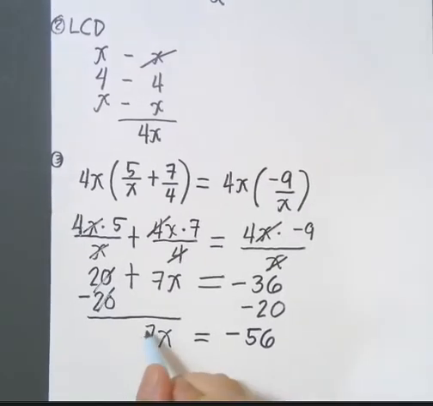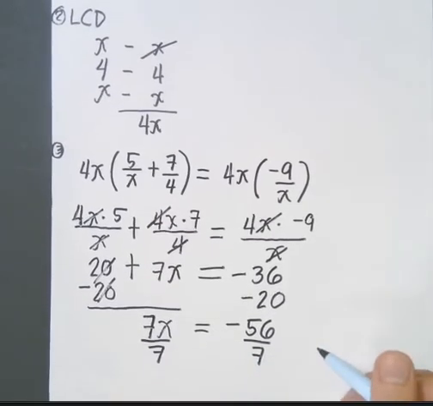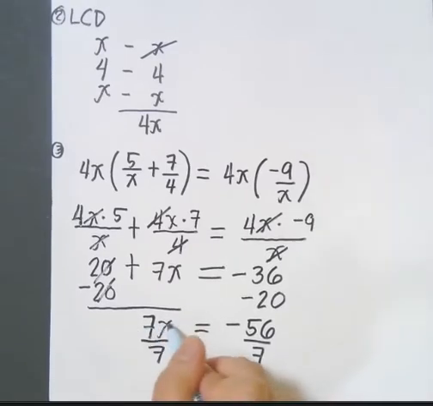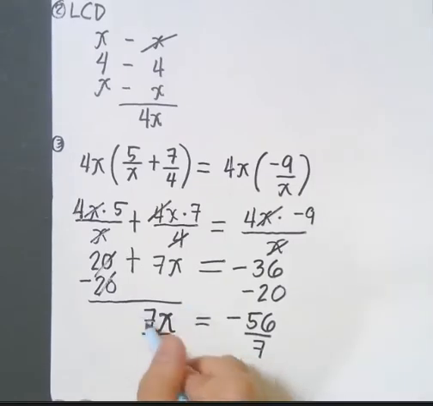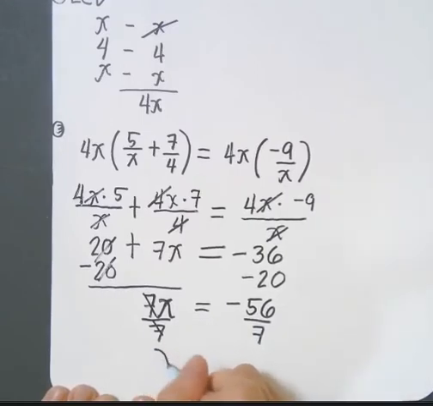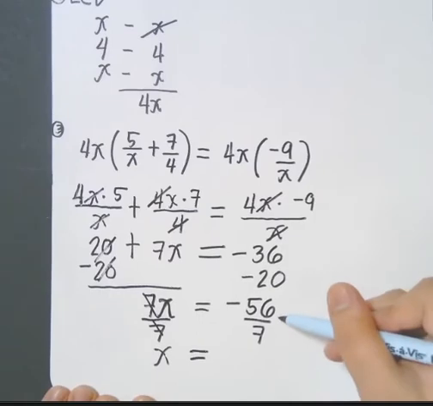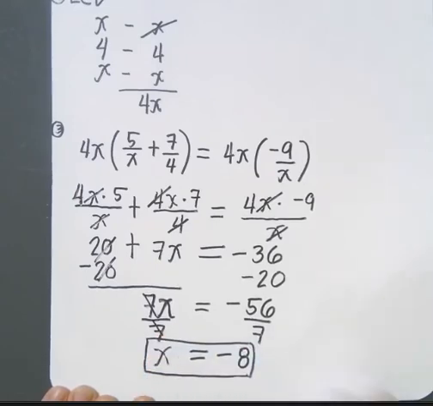Now, what will we do to get rid of 7 here? We need to divide both sides of the equation by 7, or whatever is the numerical coefficient of our variable x here. Because 7 divided by 7 will give us 1, x. There is no need for you to write 1 anymore. We just write x is equal to negative 56 divided by 7, which is negative 8. And this is now the value of our solution.